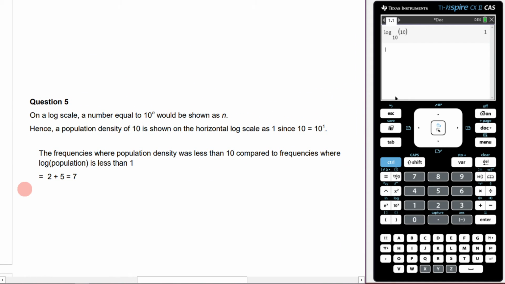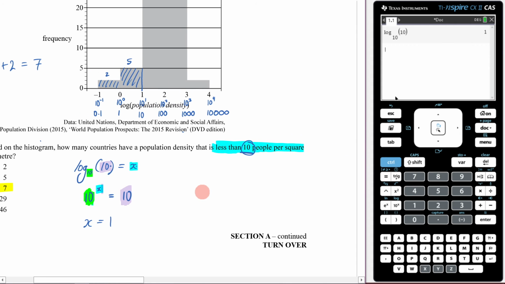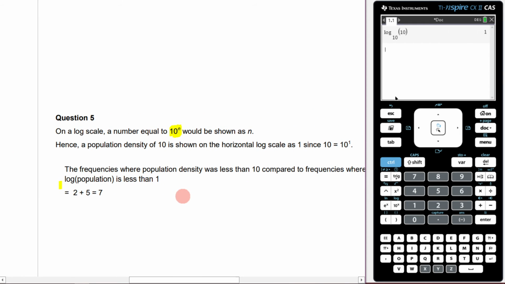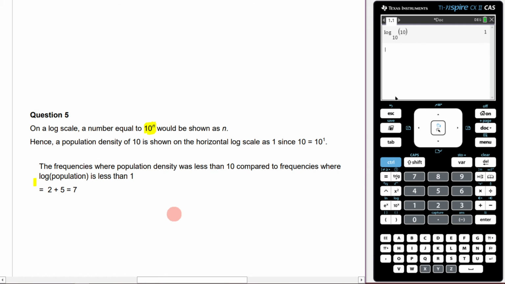On a log scale, a number equal to 10 raised to the power of n would be shown as n. So that's exactly what we said over here, right? We said 1 is 10 to the 1, 2 is 10 to the 2. And that's what they're telling us here. Hence, a population density of 10 is shown on the horizontal log scale as 1, since 10 is equal to 10 to the 1. The frequencies where population density is less than 10 compared to frequencies where log population is less than 1 is 2 plus 5 is 7.